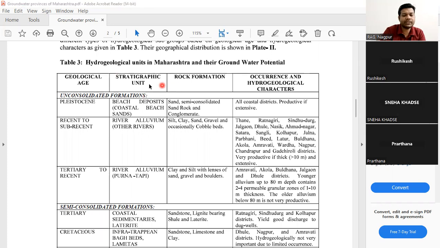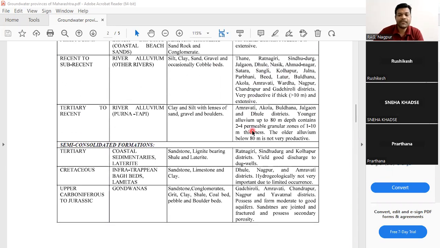Here is the stratigraphic unit. This is the geological age of these units. Then the rock formations, and occurrence and hydrological characteristics. So in the district, which kind of deposit is present. Just like here, Gondwanas are present in Gadchiroli, Amravati, Chandrapur, Nagpur, and Yavatmal. Then they possess moderate to good aquifers. Sandstones are jointed and fractured and possess secondary porosity.